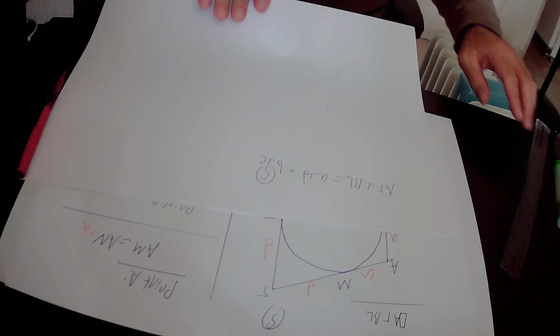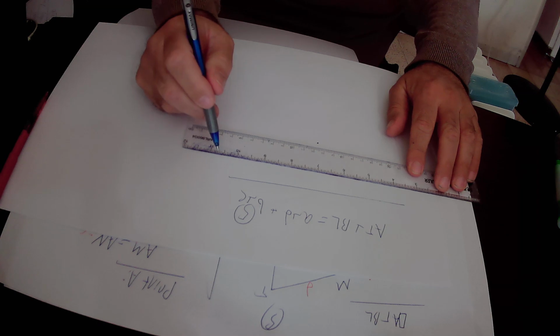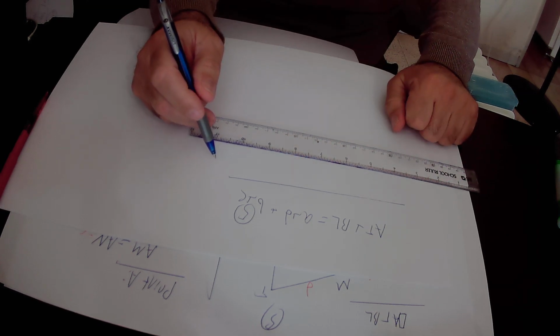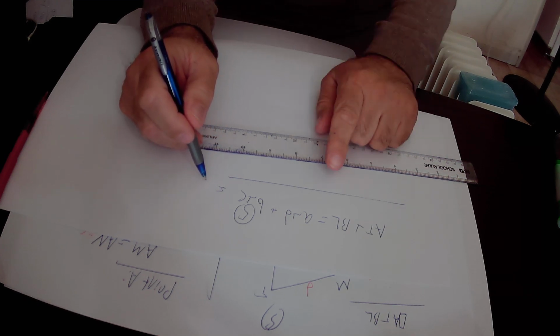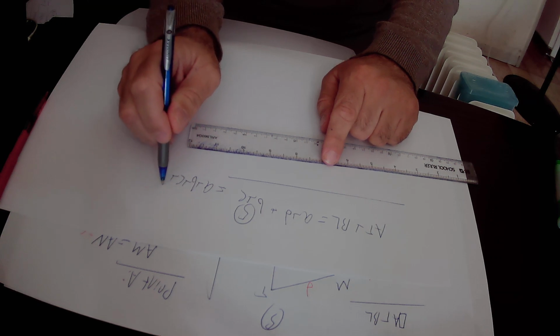In conclusion, we found out that AT plus BL equals a plus d plus b plus c. So you can change the order of the letters here, and it will be a plus b plus c plus d.